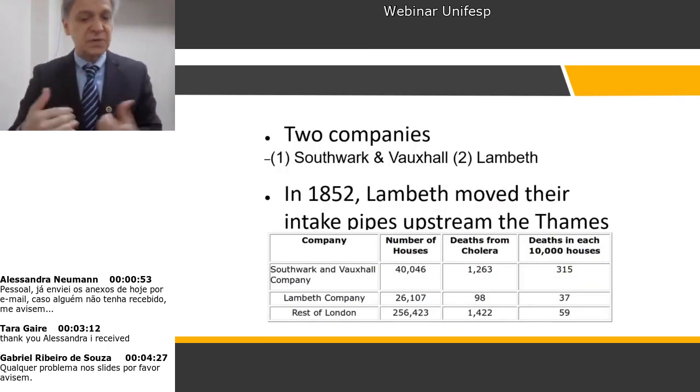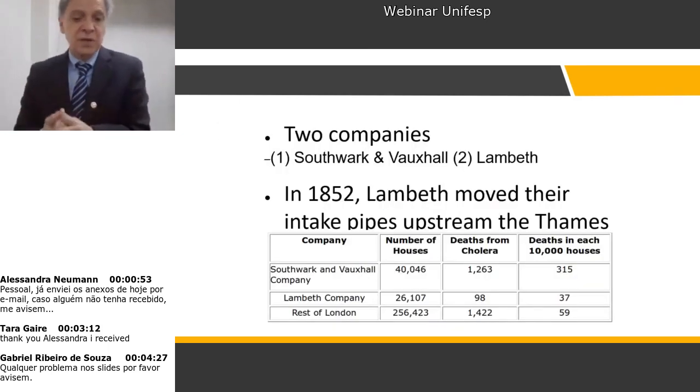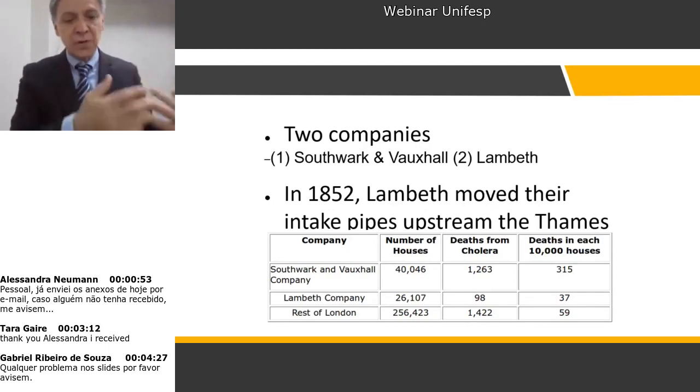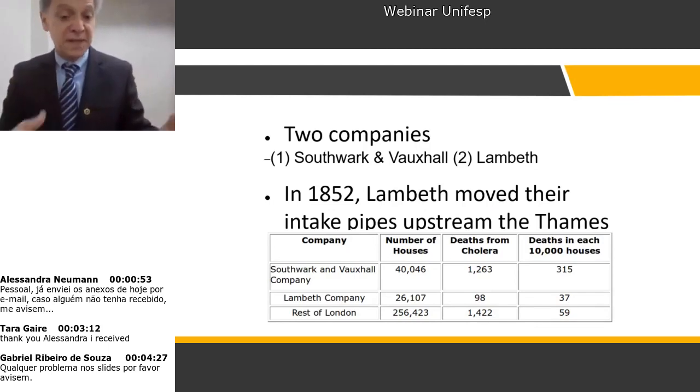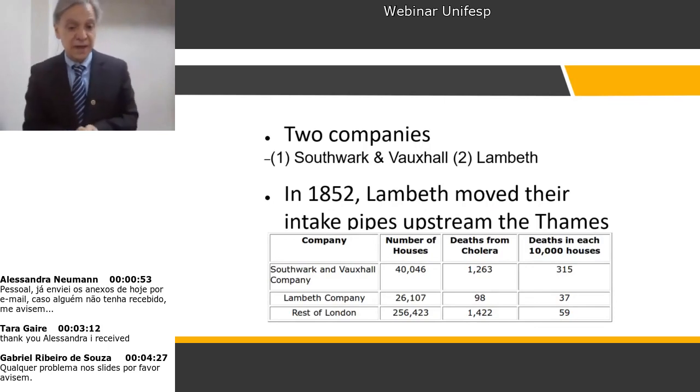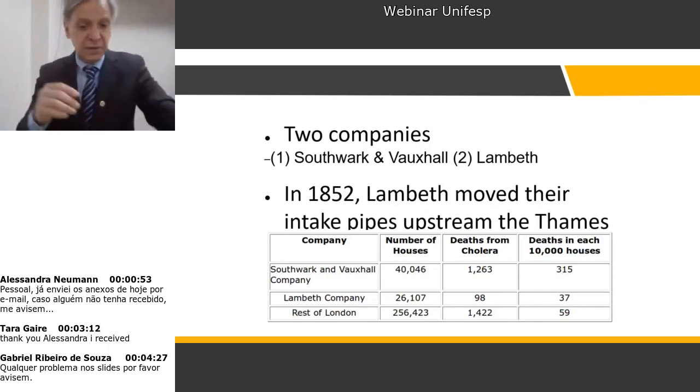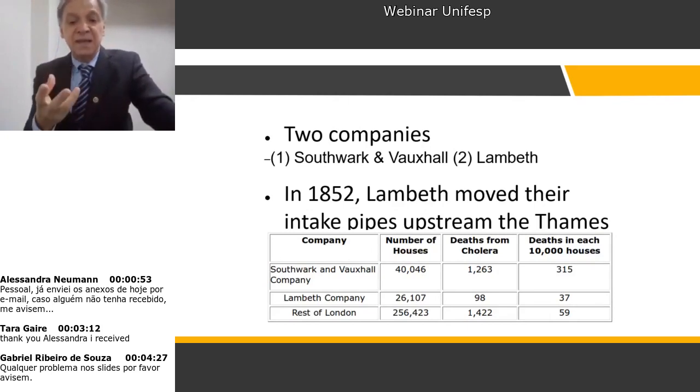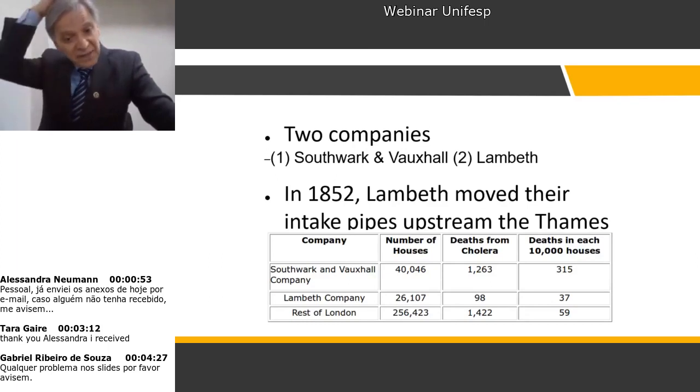Because, you know, today I wouldn't think like that. Maybe I would, but back then they knew how the water was coming, and there were only two companies. So he said, well, maybe we need to look into that. The main two companies here in the remainder of London, see how they work. And he displayed the data like that, and that gave him the idea that there was something wrong with one of the companies. All he did was estimate the number of houses, the deaths from cholera, and the deaths in each 10,000 houses.